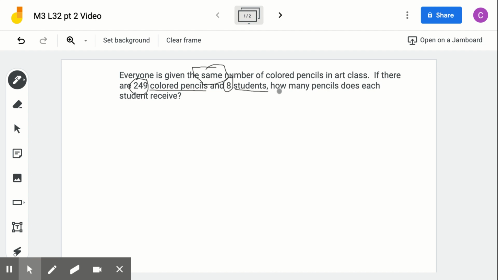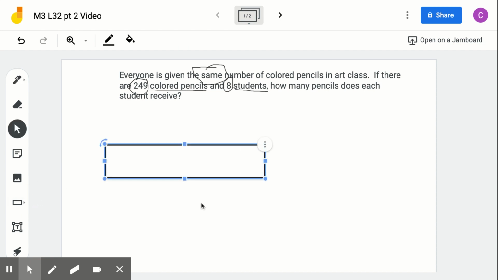And that's the question we're answering, right? How many pencils does each student receive? If we were to split these 249 colored pencils up, how much would each student get? So let's start off with a tape diagram.